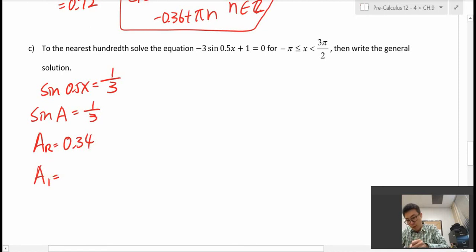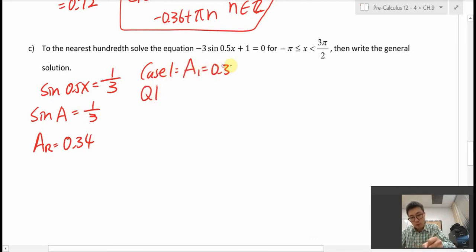We can find a1, and because we are looking at angle in the sine is positive, so angles would be in quadrant 1 and 2. So a1 would simply be 0.34. This is case 1, right? Case 1. I'll do it over here. Case 1 is in quadrant 1. Therefore, a1 is simply 0.34.